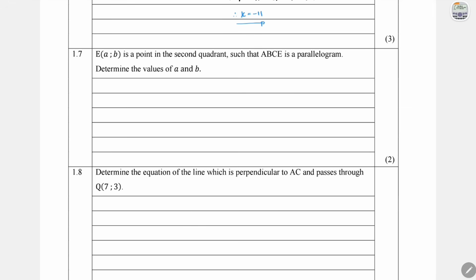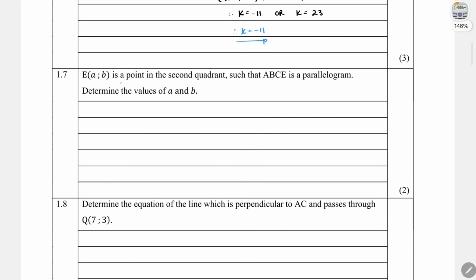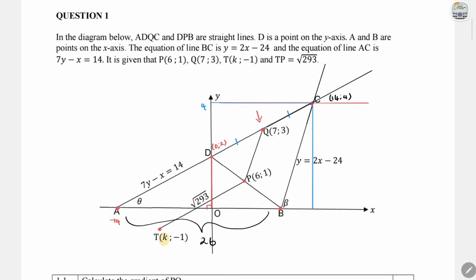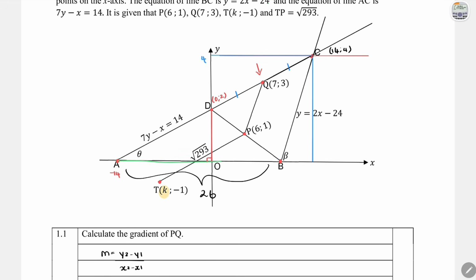Question 1.7 says, E, which is (a, b), is a point in the second quadrant such that ABCE is a parallelogram. Determine the values of a and b. Let's look at ABCE that they are referring to. They're talking about this shape A, B, C, E, and E is in the second quadrant, so it forms this parallelogram. This over here is E, and that's a and b.